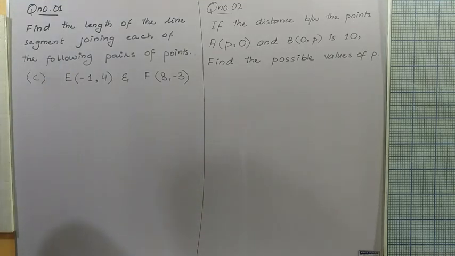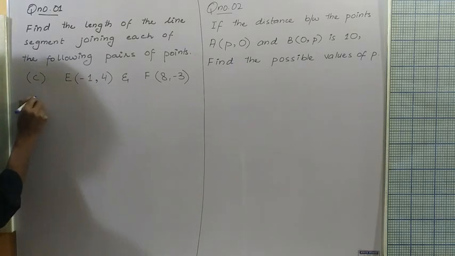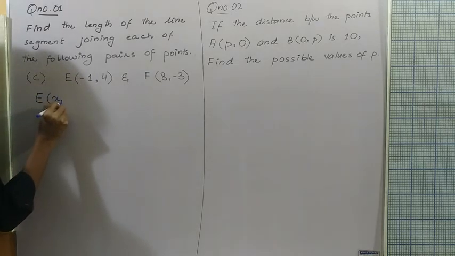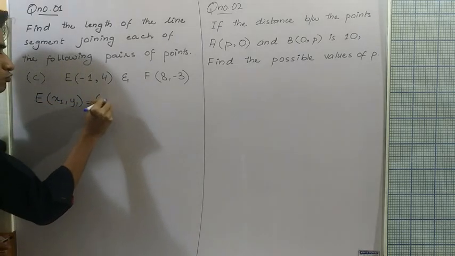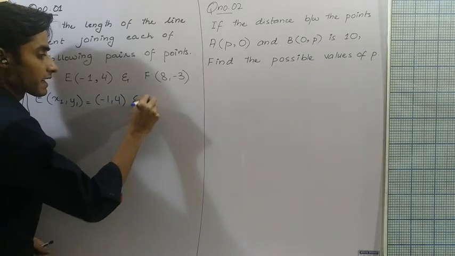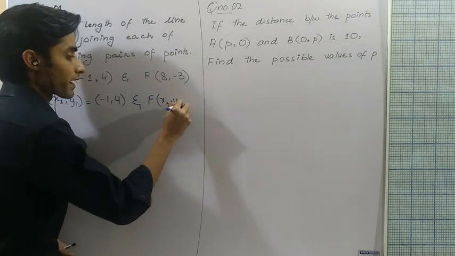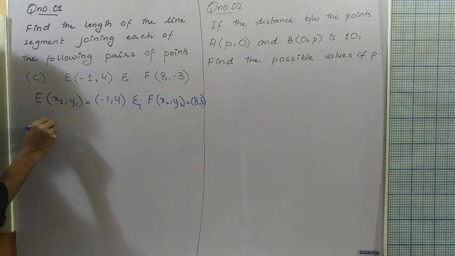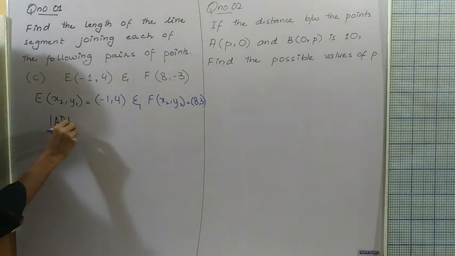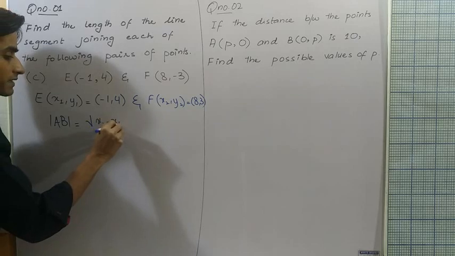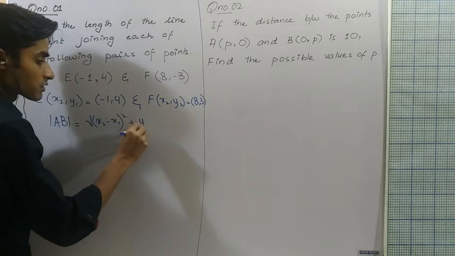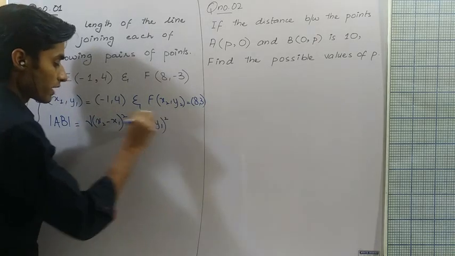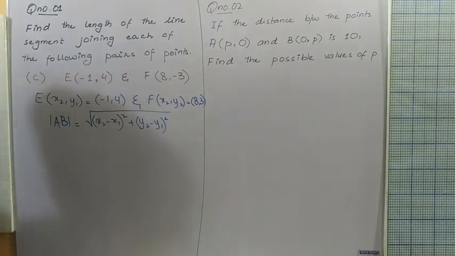These are the 2 points, and when I join these 2 points, I'll get a line segment, and we have to find out the length of the line segment. So first of all, I'll assume E as (x1, y1) = (-1, 4), and F as (x2, y2) = (8, 3). Now I know according to the distance formula, the length of any line segment AB is equal to the square root of (x2 minus x1) whole squared plus (y2 minus y1) whole squared.